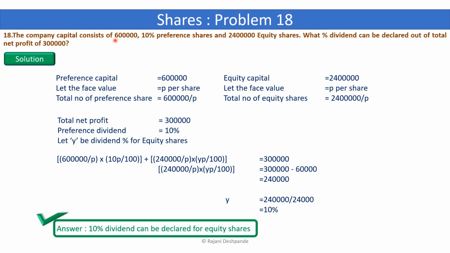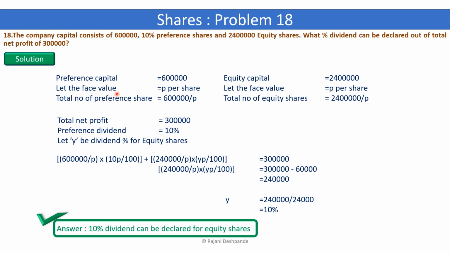Let us take one more problem on the preference shares and equity shares. The company capital consists of 6 lakh 10% preference shares and 24 lakh equity shares. What percent dividend can be declared out of total net profit of 3 lakh? So preference capital is 6 lakh, equity share capital is 24 lakhs.